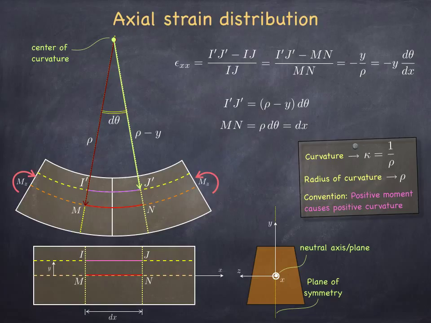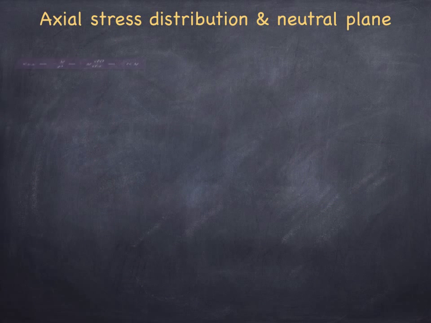The second observation we can make right here is that whatever this angle theta is, if we can differentiate that field with respect to x, we're also going to obtain epsilon xx after multiplying with minus y. Okay, so now we have collected all this information. Let us try to deduce the stress distribution and also the location of the neutral plane or neutral axis relative to the dimensions of the shape of the cross-section.